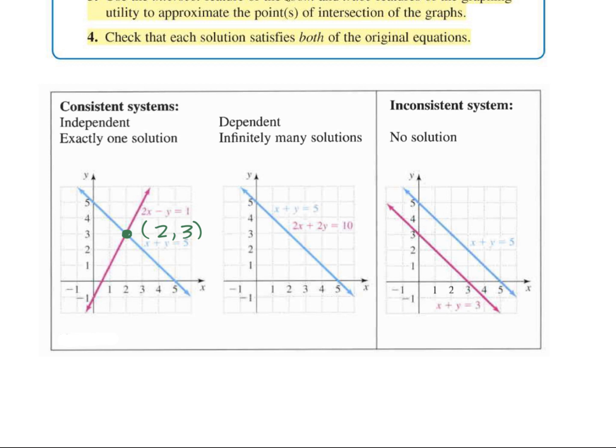Then lastly, on the graph on the right, you have no solutions because those two lines never intersect. They are parallel to one another. When they are parallel to one another, they will have different y-intercepts, but the same slope. If there are different y-intercepts and the same slope, that means they will never intersect.